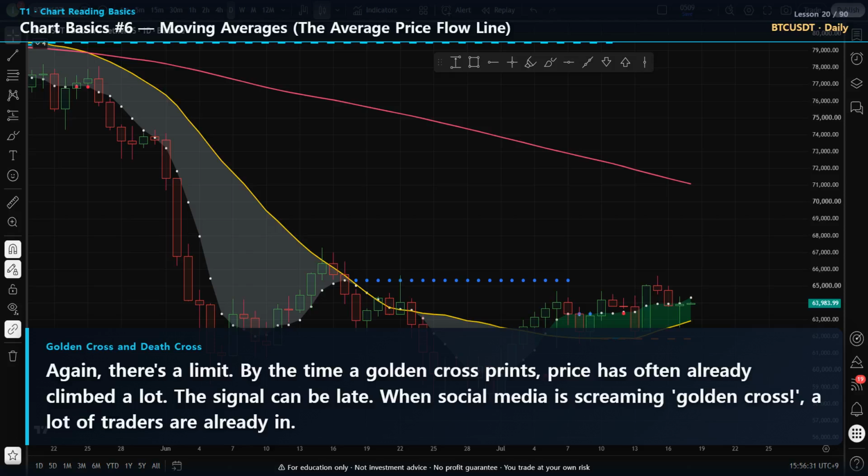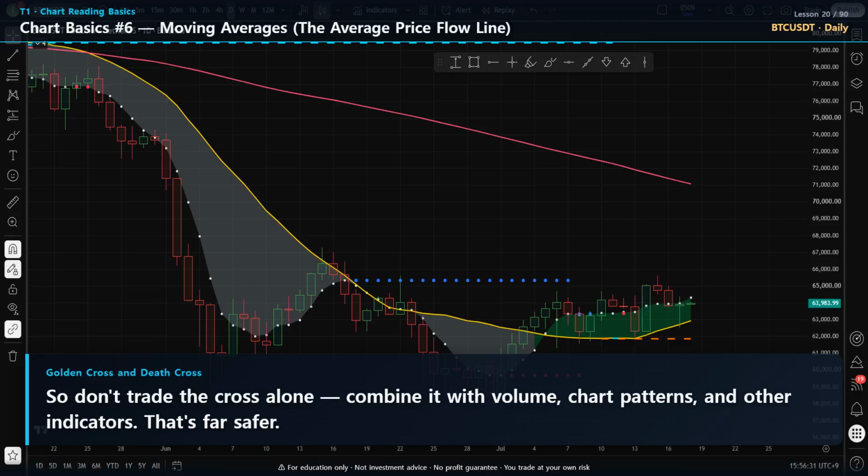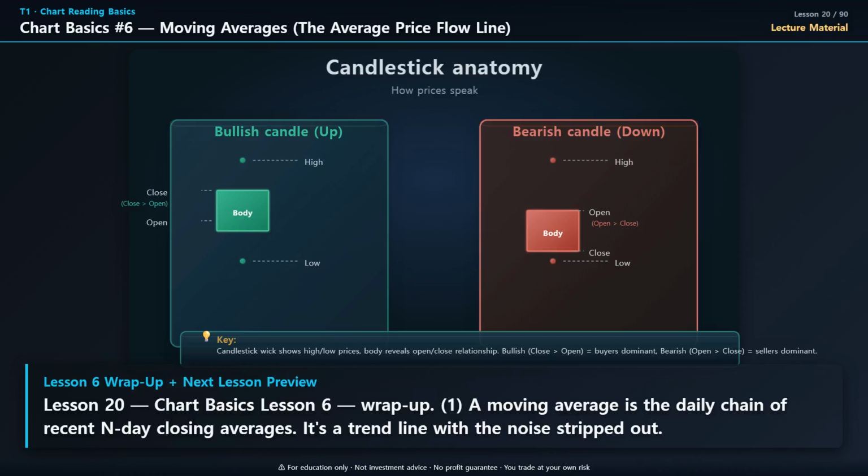Again, there's a limit. By the time a golden cross prints, price has often already climbed a lot. The signal can be late. When social media is screaming golden cross, a lot of traders are already in. So don't trade the cross alone. Combine it with volume, chart patterns, and other indicators. That's far safer.